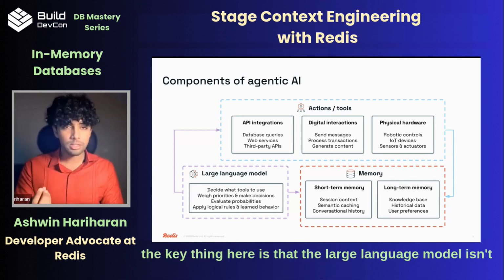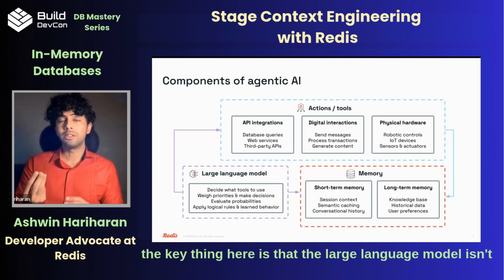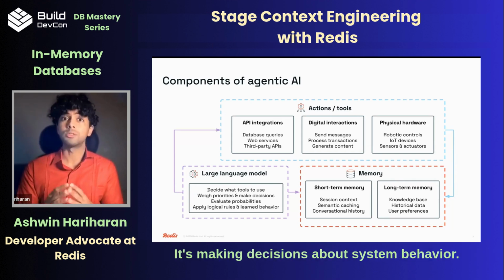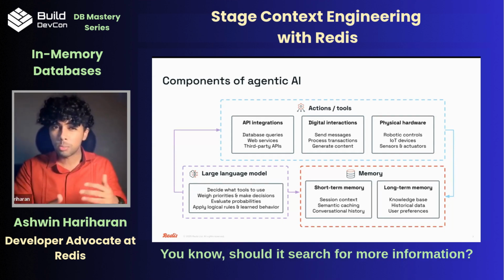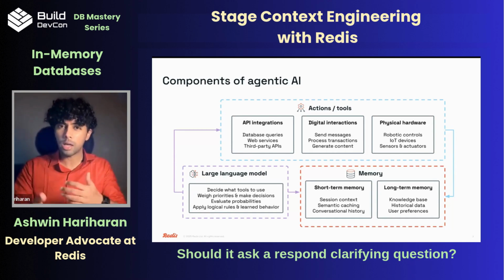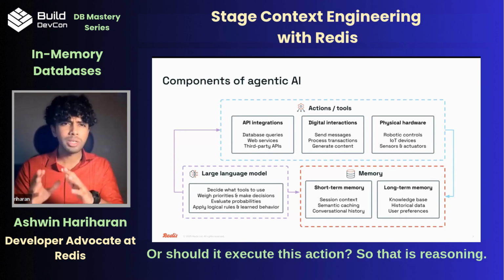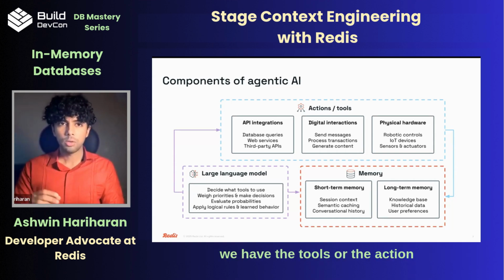Now, the key thing here is that the large language model isn't just generating text, right? It's making decisions about system behavior. Should it search for more information? Should it ask a clarifying question? Or should it execute this action? So that is reasoning. And finally, we have the tools or the action module.